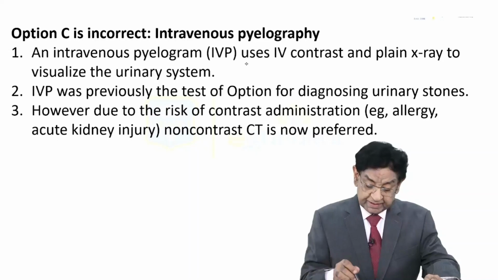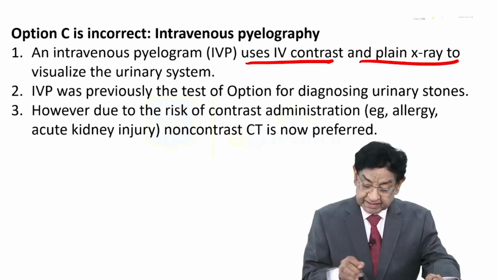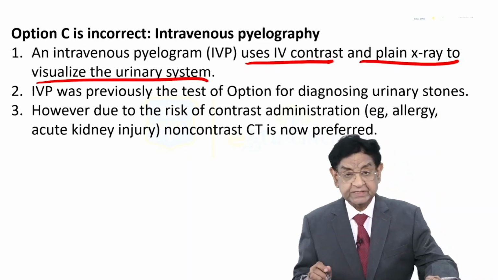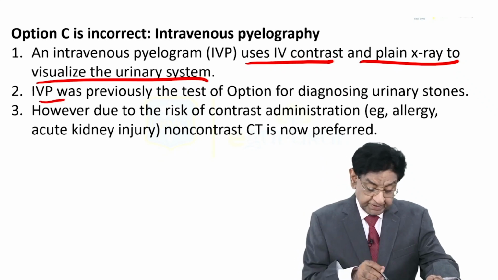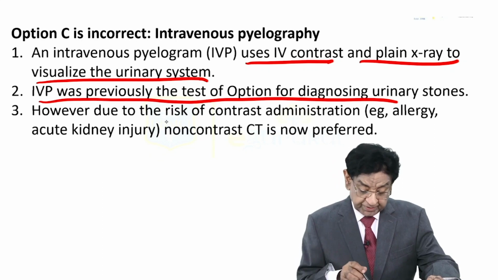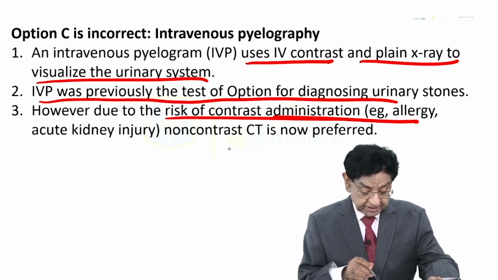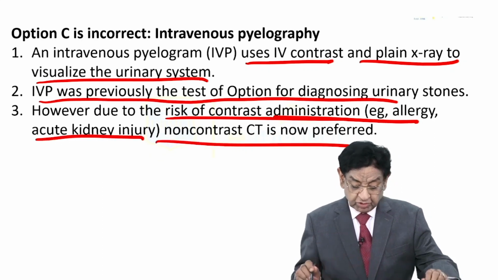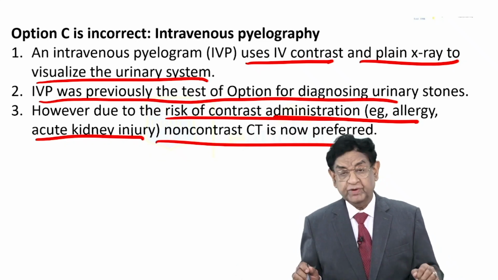Intravenous pyelography uses IV contrast and pelvic X-ray to visualize the urinary system. IVP was previously the best option for diagnosing urinary stone. Now, however, because of the risk of contrast administration, allergy, acute kidney injury, non-contrast CT scan is preferred over IVP.